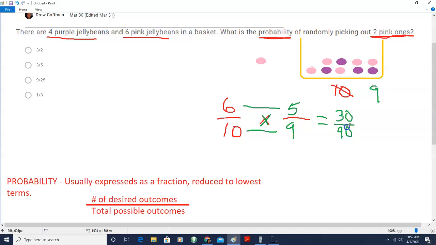But remember that with probabilities, they must be reduced to lowest terms. Now, if I look at these numbers a little bit, 30 goes into 90, right? And 30 goes into itself. So 30 goes into 30 one time. 30 goes into 90 3 times. And our fraction reduces to 1/3. So our final choice for this is 1/3.